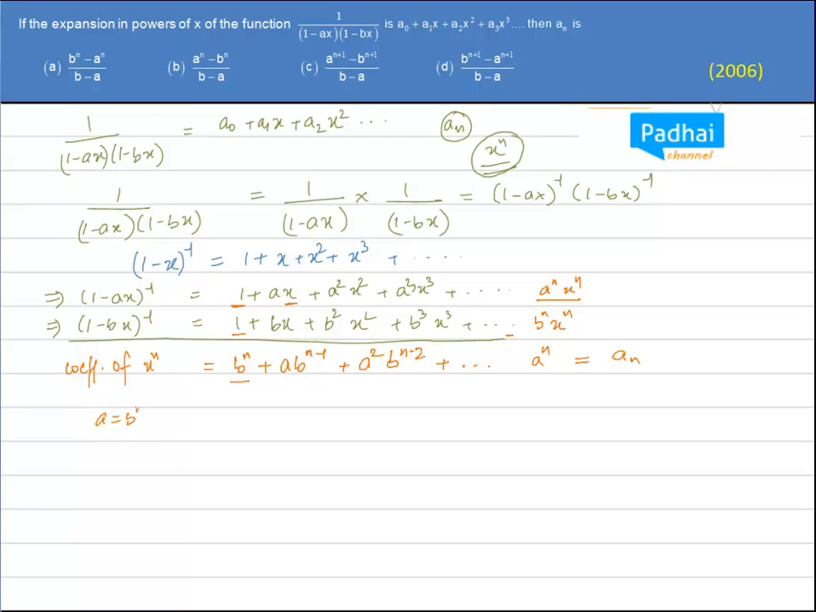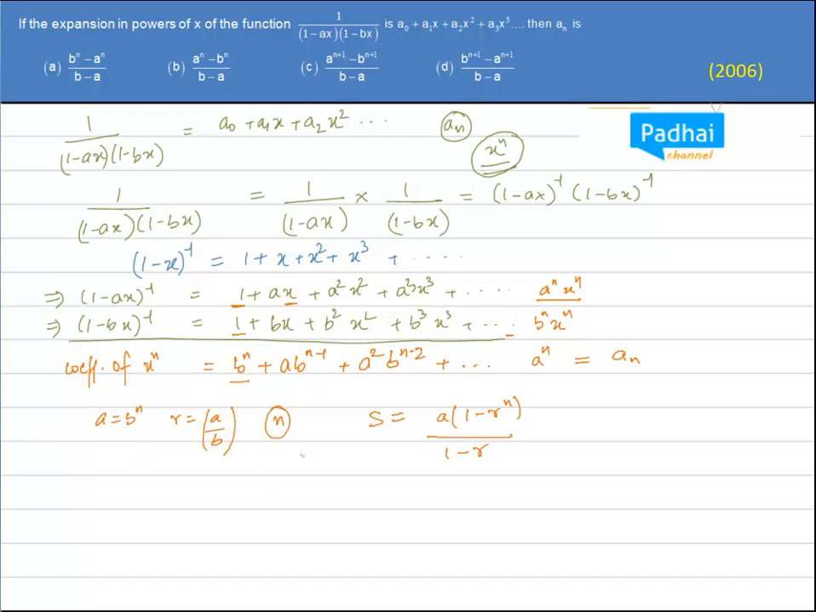Now if you see properly, this is forming a GP with the starting term as b raised to power n, and r is again easy to find. This is a by b in this case, and the number of terms are n. So you need to just find the sum, where the formula is a into (1 - r raised to power n) upon (1 - r). That is the formula that we have to use now.